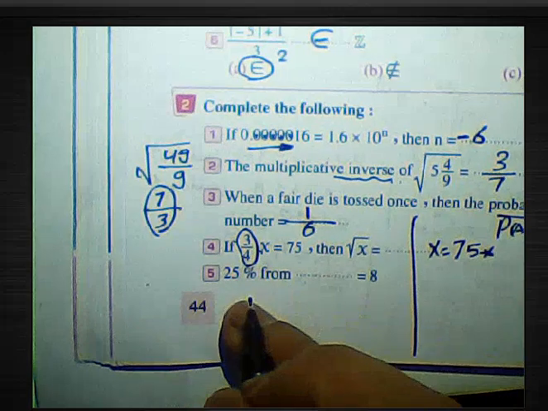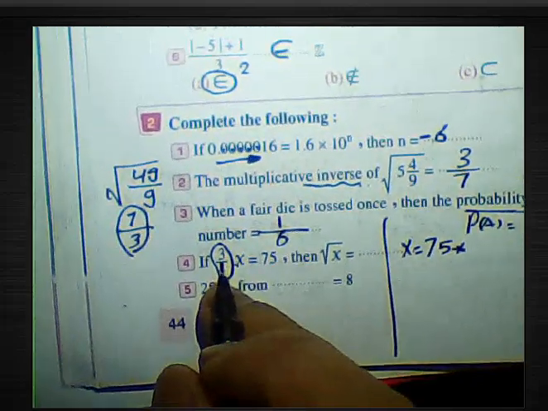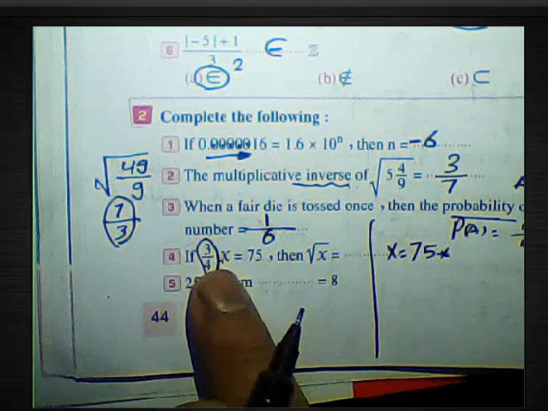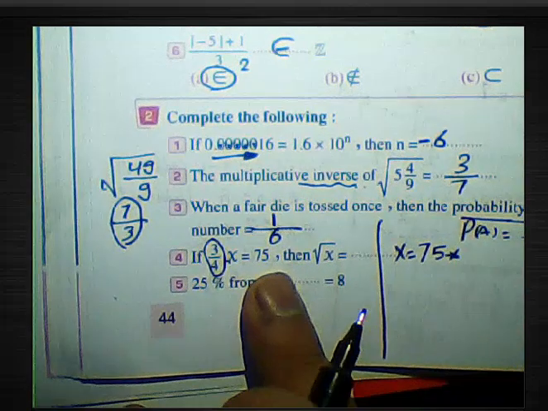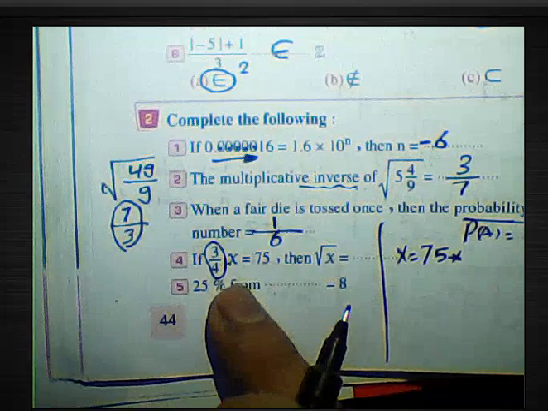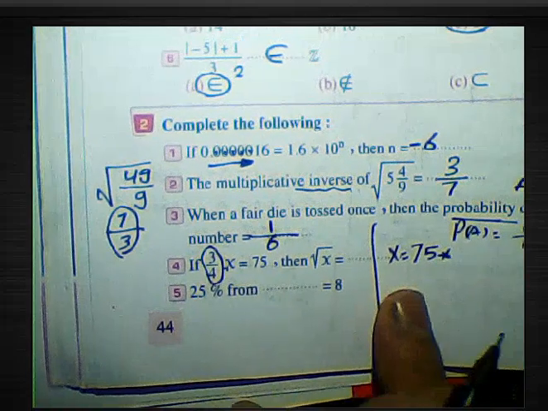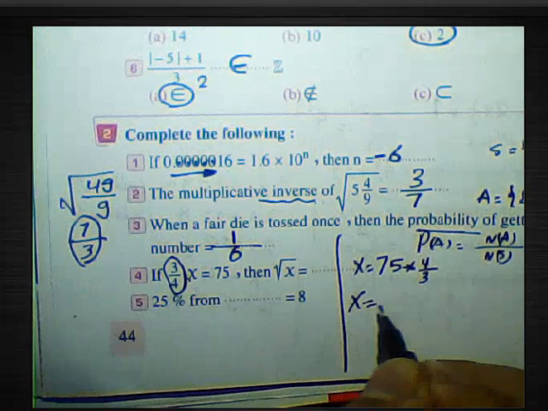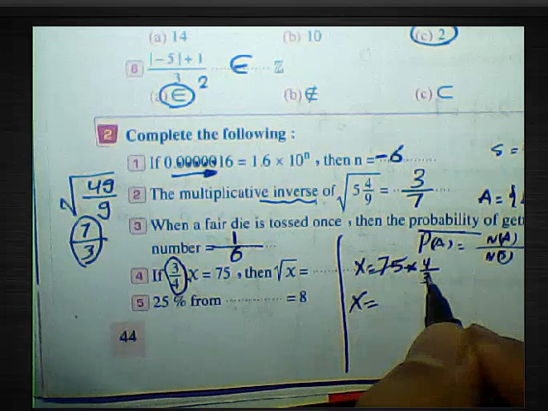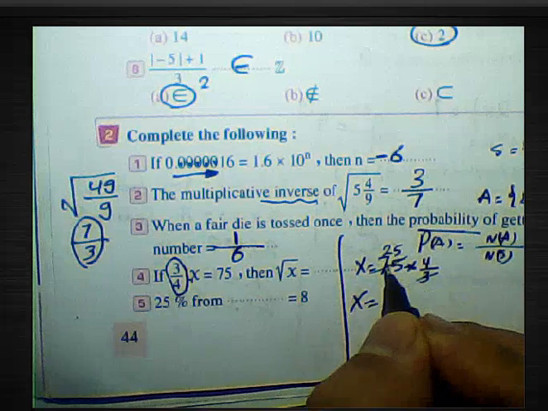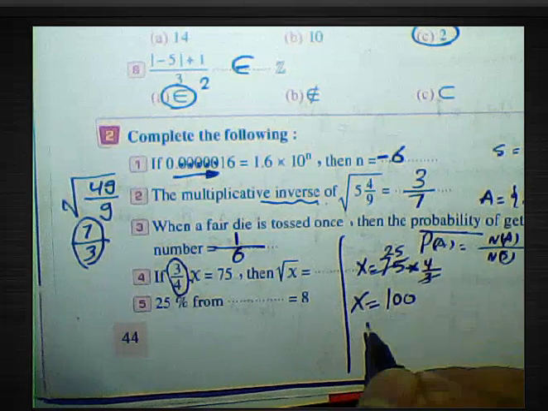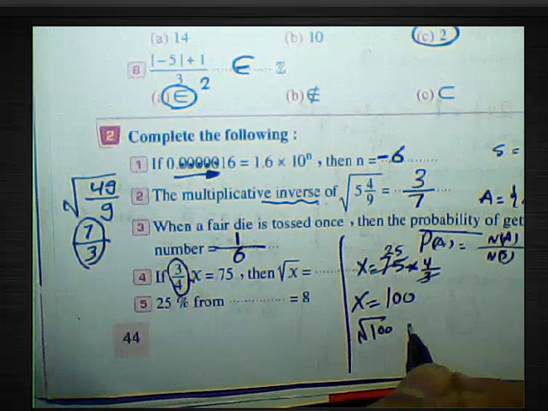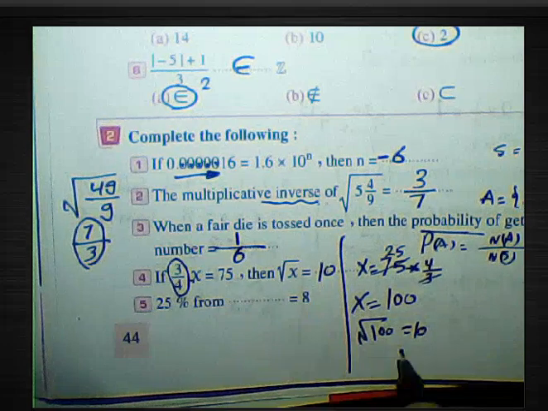4/3. We must cancel 3/4 here, cancel the coefficient by dividing both the left-hand side and the right-hand side. 75 divided by 3/4 means 75 multiplied by 4/3, and then x equals 75 divided by 3, which equals 25. 25 times 4 equals 100. Then the square root of 100 equals 10.